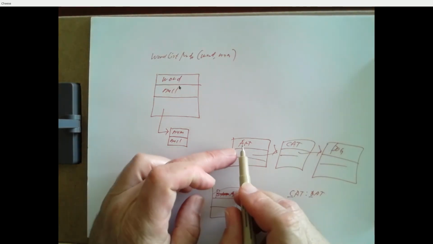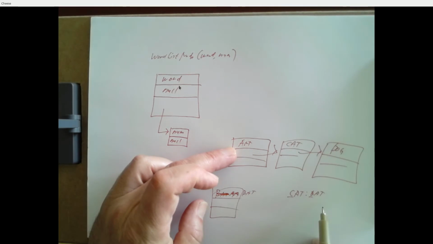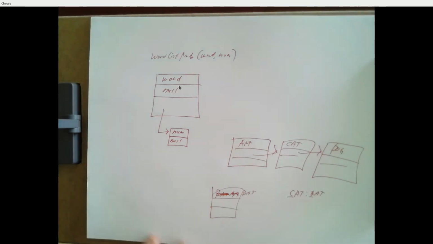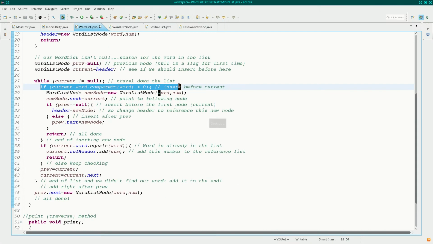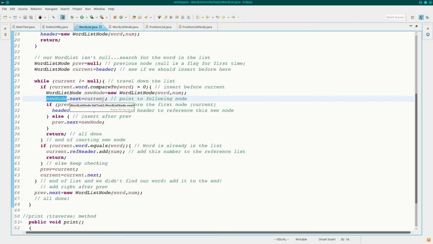If our word was ant and we do ant minus bat, that's going to be 1 minus 2. That's going to be something negative. So when this subtraction gives us something bigger than 0, that tells us we should insert right before whatever current is. So that's this case right here, insert before current. So we make our new node, right? Make a word list with the word and the number. And we have its next field point to current because it's going before current.